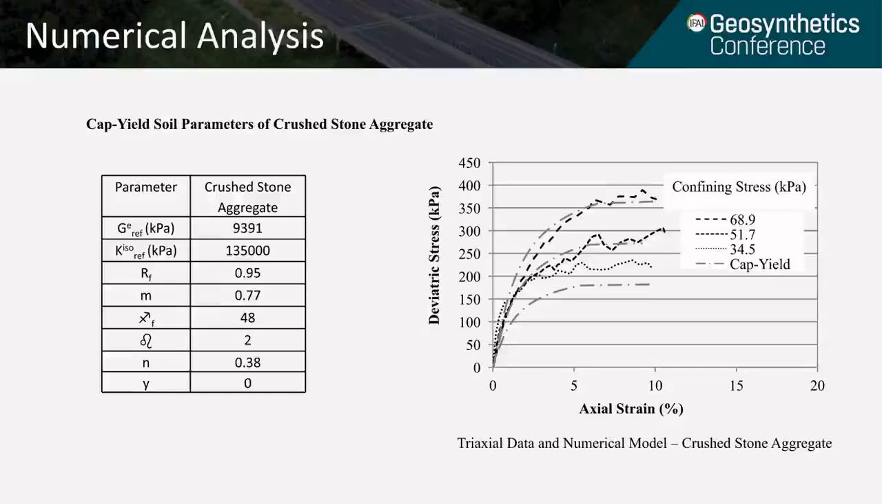The clean crushed stone aggregate backfill was modeled with the gap yield constitutive model, allowing the nonlinear strain softening to be duplicated. On the left are the parameters that were used for the constitutive model, and on the right are the FLAC models of a triaxial test, showing that the actual triaxial test with the aggregate and the FLAC models match at 3 different confining pressures.